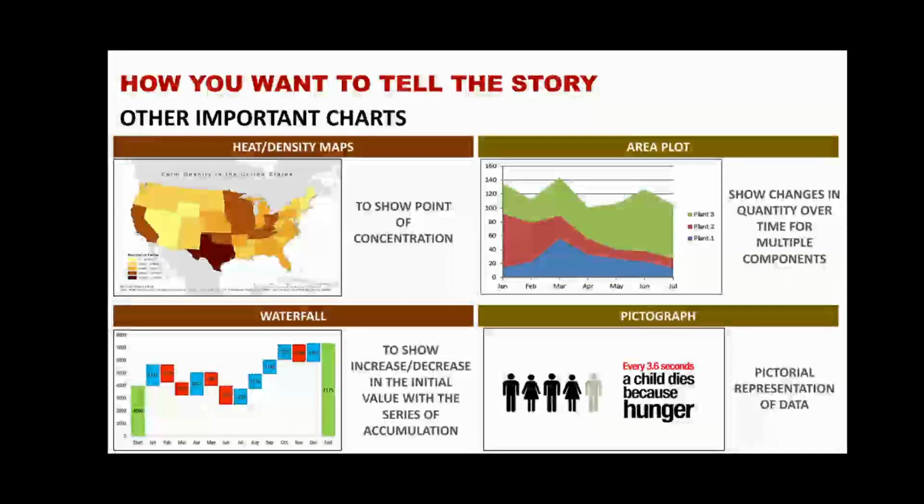The heat or density chart is used to show points of concentration within a particular area. Area plots are used to show change in quantity over a period of time with one or multiple components. People also use waterfall charts to show how the data moved from one point to another and what contributed to that movement. There are pictographs which are being used today where people simply put visual pictures and try to narrate their stories.